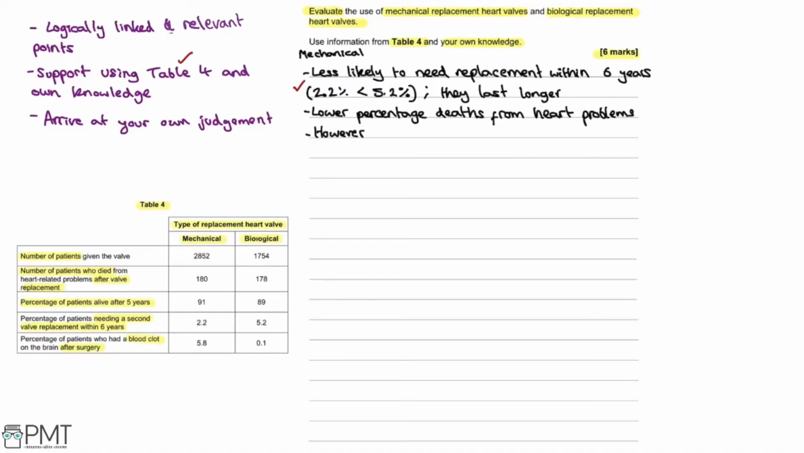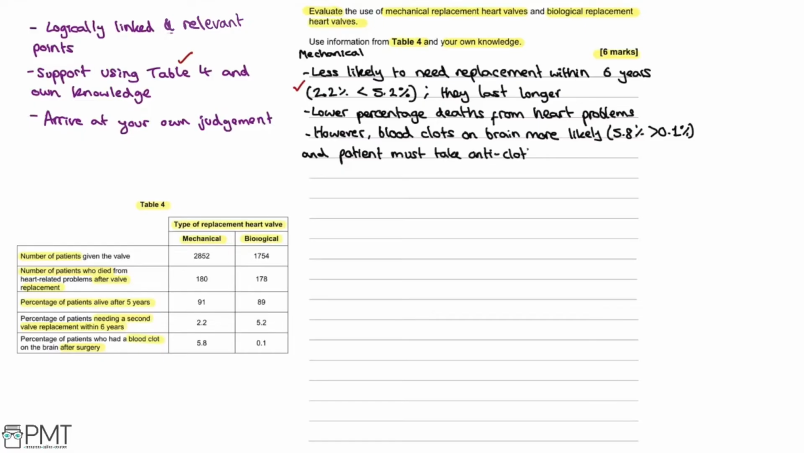Next, you might start to go on to list some of the disadvantages. So you use a connective to turn your argument around. So we've said, however, blood clots in the brain are more likely to occur. And then you back that up with some data from the table. So we're looking at the last row and saying that 5.8% is greater than 0.1%. So that's a disadvantage. And this particular statement gives you an opportunity to insert some of your own knowledge.